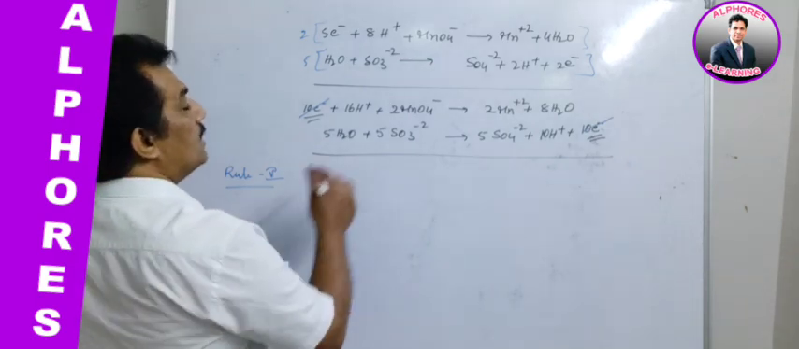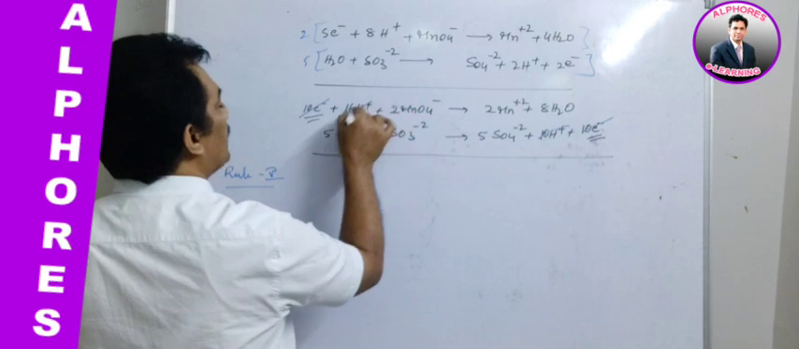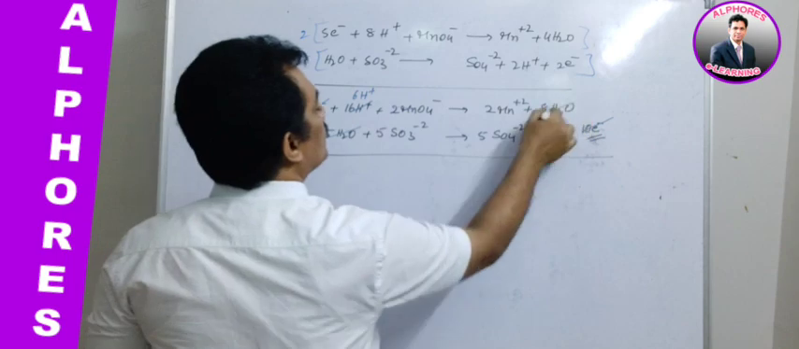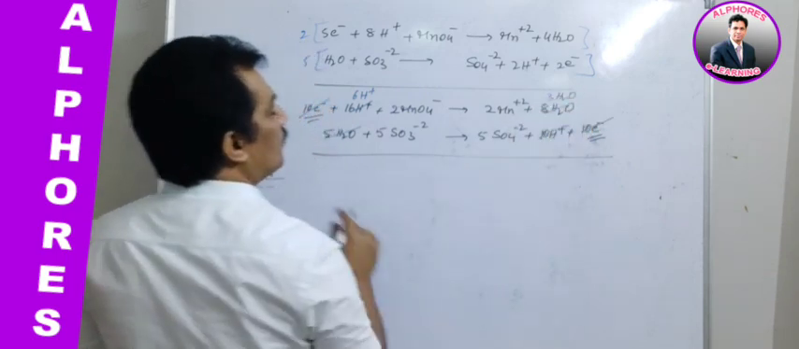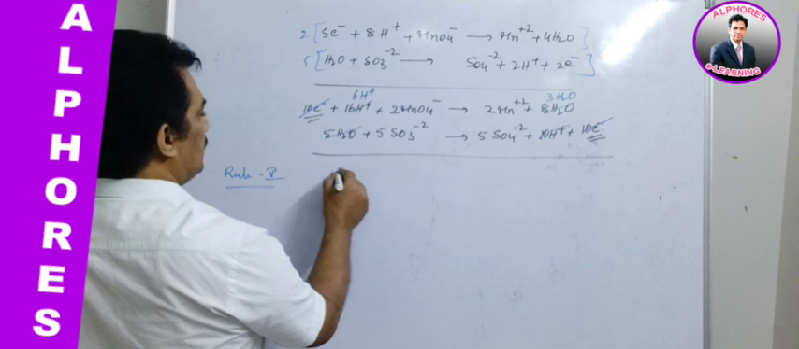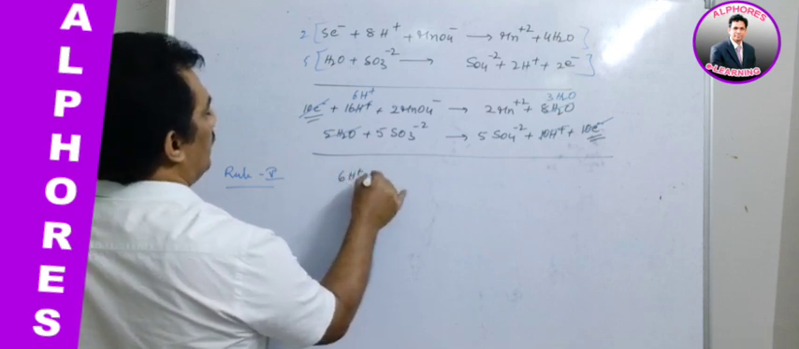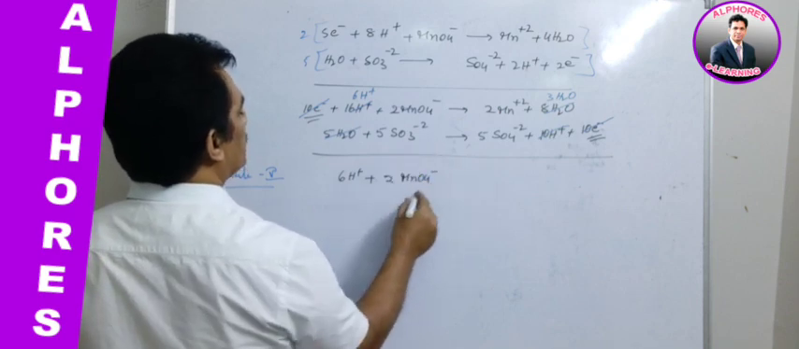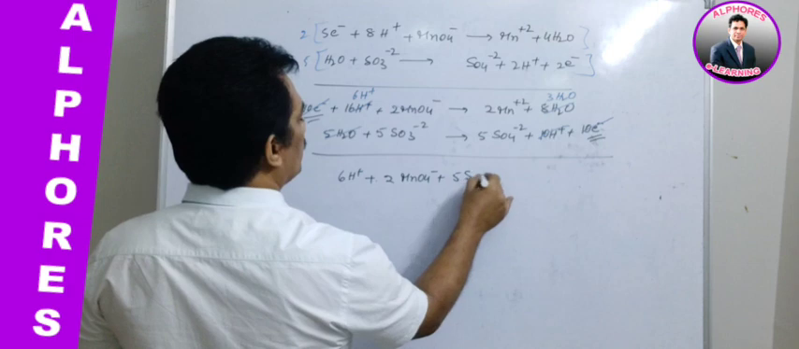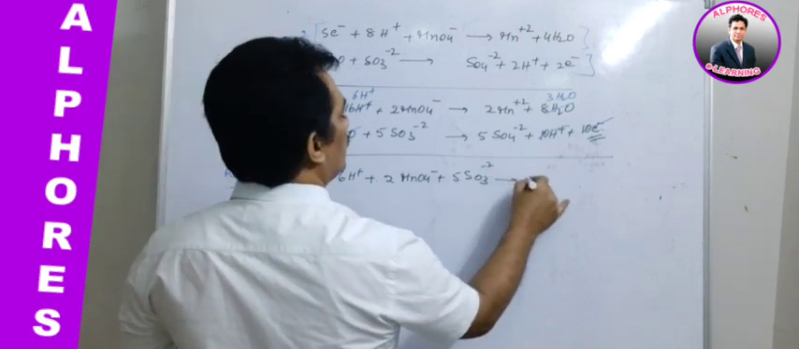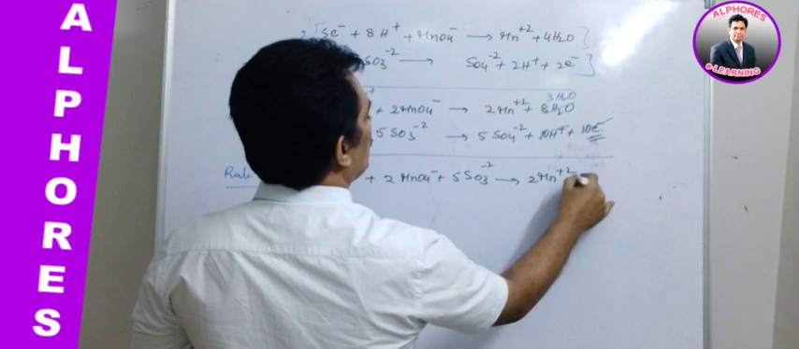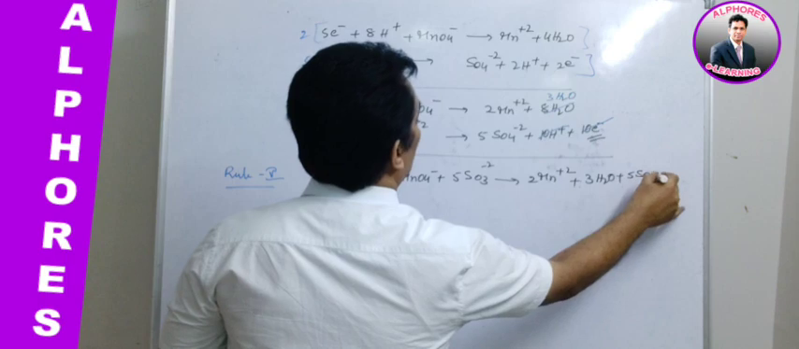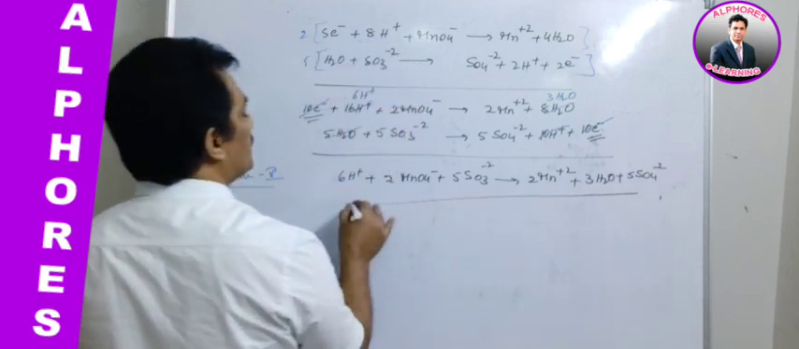After cancelling the electrons and taking the net resulting H plus and net resulting H2O, we have to add. Now let us add this. It is 6H plus, 2MnO4 minus, plus 5SO3 minus 2, giving 2 Mn plus 2, plus 3H2O, plus 5SO4 minus 2. This is the balanced equation.